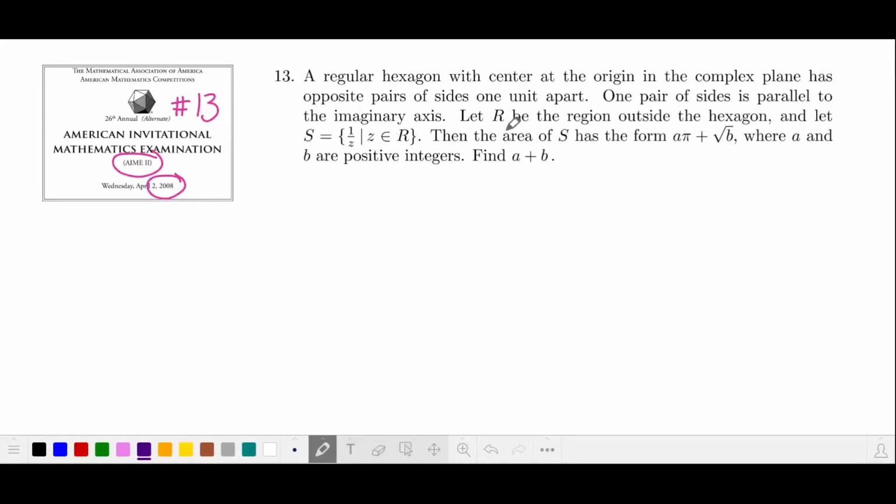We're going to find all of the complex numbers that lie in this region R outside of a hexagon, take the reciprocal of those numbers, and find the area of that region. I'm going to put our hexagon inside of this circle centered at the origin in the complex plane. And here these two sides on the left and right are parallel to the imaginary axis.